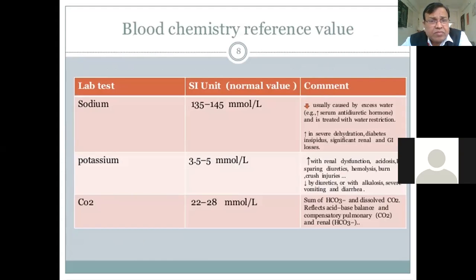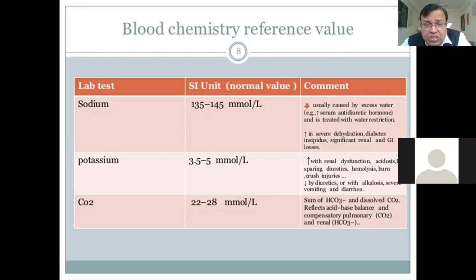Some blood chemistry reference values you must know, or you can find these values in your test report. Sodium concentration is 135 to 145 millimole per liter. It is a reference value or normal value. Potassium is 3.5 to 5 millimole per liter.